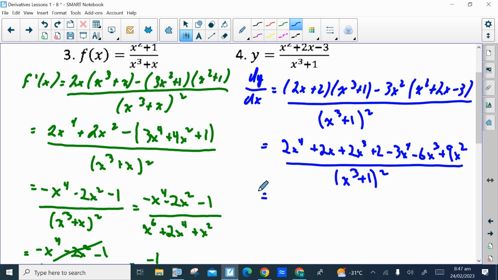And simplify. So I got 2x to the fourth, take away 3x to the fourth. That gives us -1x to the fourth. I have a 2x cubed minus 6x cubed. That's -4x cubed. I've got a 9x squared, positive 2x, and a positive 2.